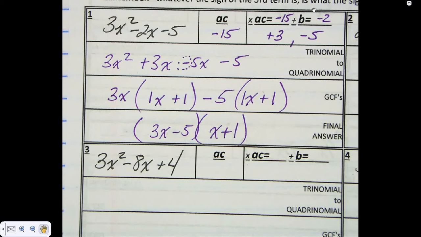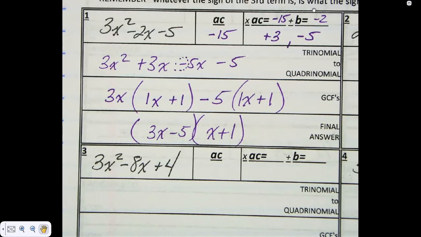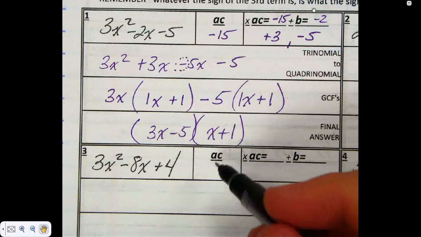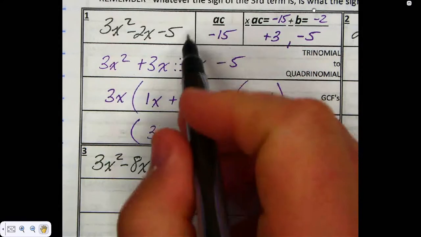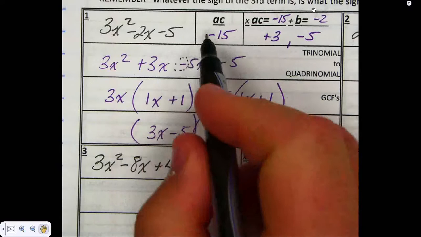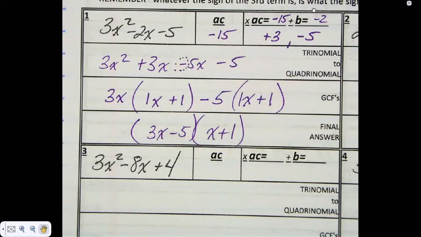So, what we are going to do today is add an extra step. After we get to here, we're going to set, let's say this was equal to 0. We're going to then solve and check.